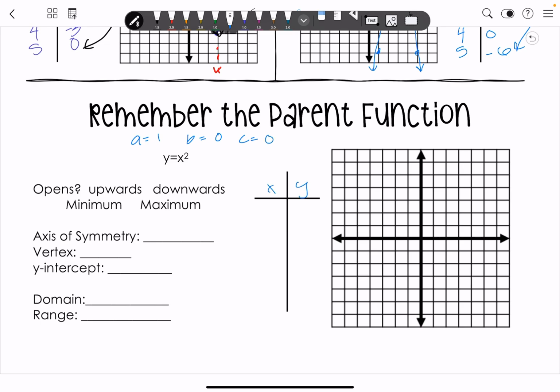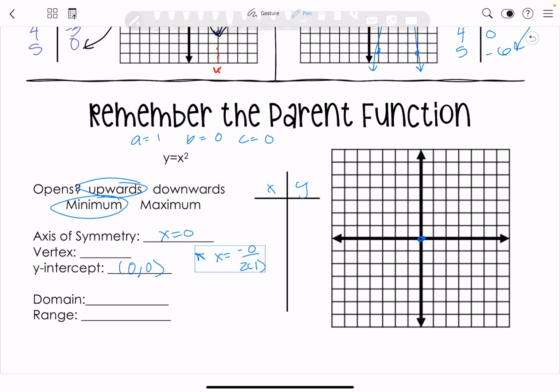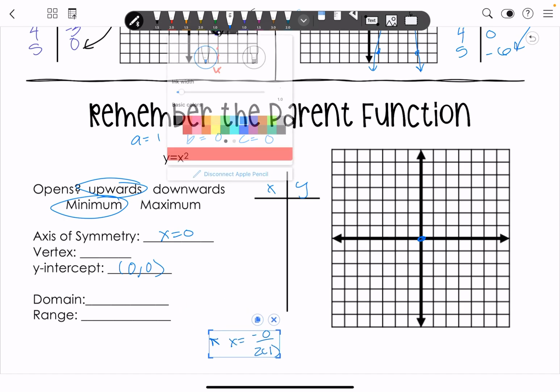All right, so we know it's going to open upwards. We know it's going to have a minimum, and that means our axis of symmetry is going to be x equals 0. Our y-intercept is 0, 0. And if we were to not be able to figure out our axis of symmetry, it would be x equals negative b over 2a, which is really just 0. So you should have already been able to figure out that our y-intercept is also our vertex.